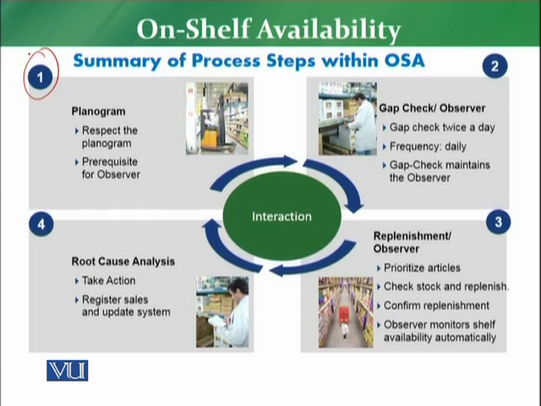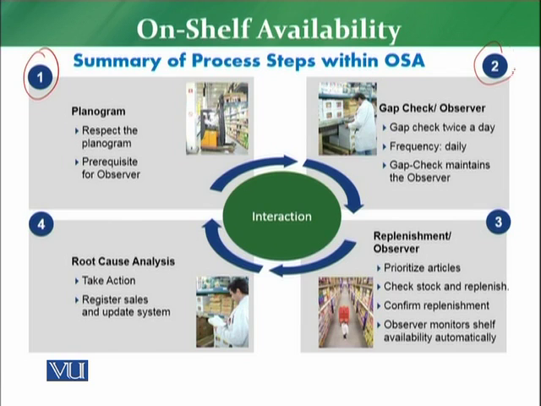So what we have to do in the planogram, two key things. You have to respect the planogram. Whatever direction has been given by the planning manager, the merchandising head, the replenishing head, you have to respect that planogram, and then you have to give the prerequisite for Observer, which is the replenishment tool. Observer will be based on the planogram which you have set into the system. So the planogram has to be there, and it should be the main thing.